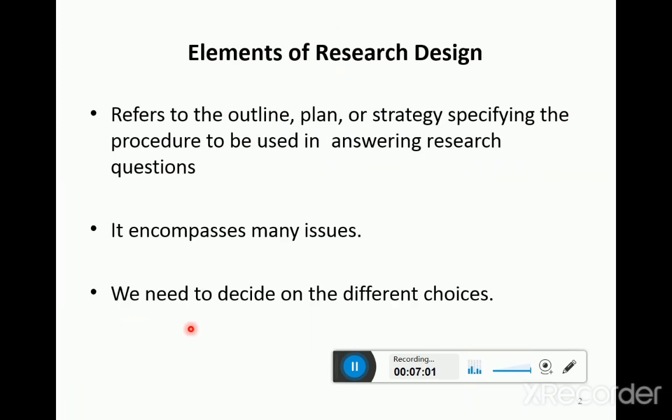Now we need to decide on the different choices. What type of study we want to conduct: contrived study, non-contrived study, one shot study, longitudinal study, observation interview method, a questionnaire based method, whatever the choice we have. So under the research design, according to the need of the research, we have to use different choices.